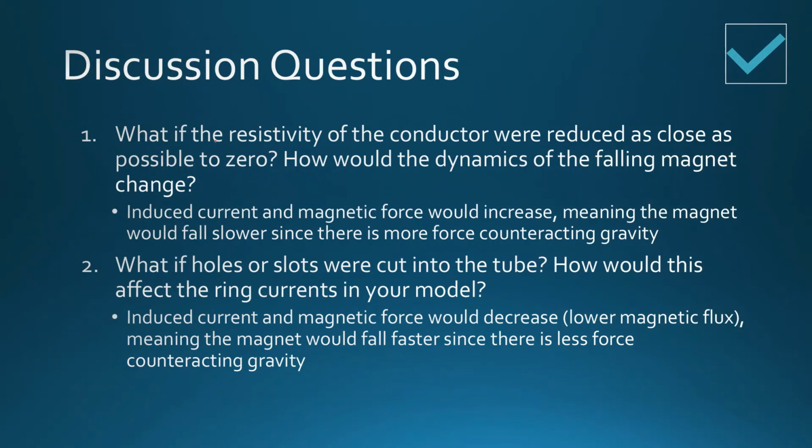The first discussion question asked us if the resistivity of the conductor was reduced to as close to zero, how would it change the dynamics of the falling magnet? The induced current and magnetic force would increase, meaning that the magnet would fall slower since there was more force counteracting gravity. If there were holes or slits cut into the tube, the induced current and magnetic force would decrease since there was lower magnetic flux, meaning the magnet would fall faster since there was less force counteracting gravity.